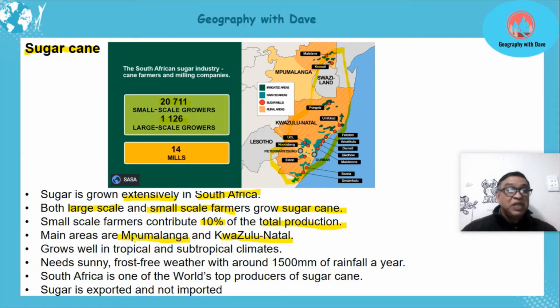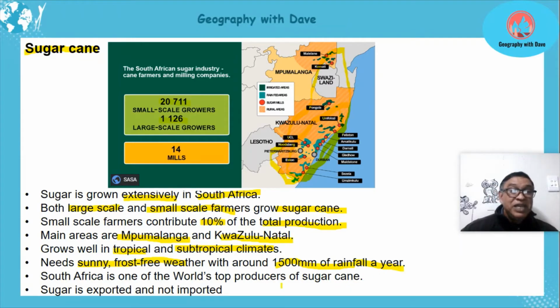Sugarcane grows well in tropical and subtropical climate. And we know along the area here, in KwaZulu-Natal, it's subtropical climate, so the sugarcane just grows all the time. It needs sunny, frost-free weather. That happens here. We don't get frost along this area. With around 1,500 millimeters of rainfall, it needs a lot of rainfall. And I don't know if you bought any sugarcane when you travel around these areas and you bite it, you actually get the liquid. So it requires a lot of water.